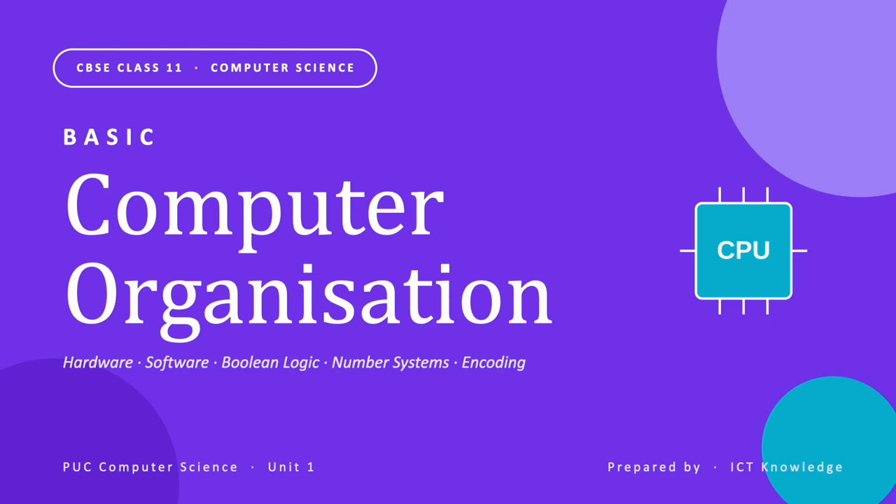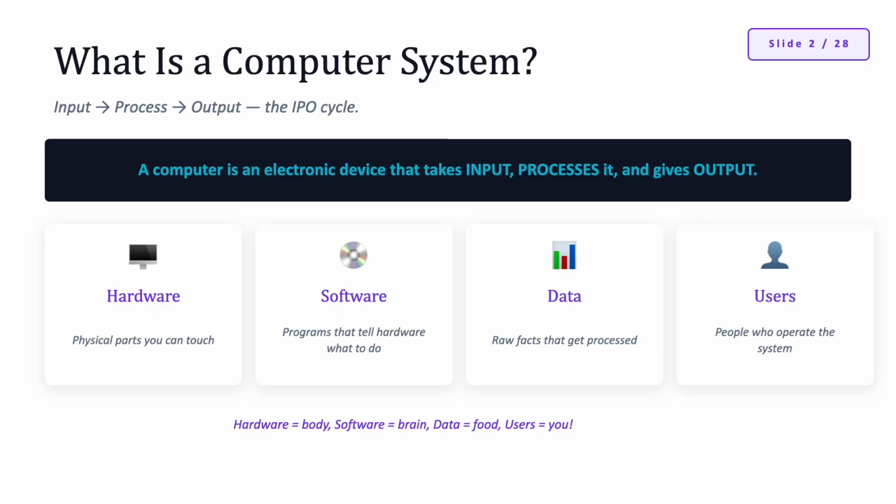Let's begin. A computer is an electronic device that takes input, processes it, and gives output. That's the IPO cycle: input, process, output. But a computer system is more than just the machine.